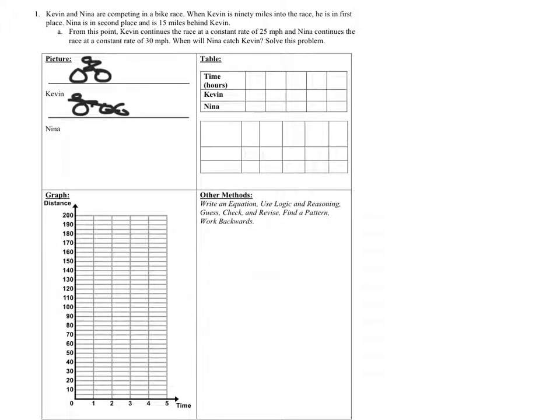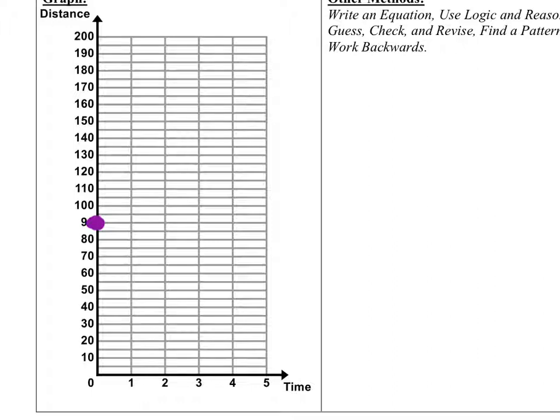So Kevin, we will put him in purple, his line. We can start at 90 right there. This is the distance, the y, and I've got that point right there at 90. So we start him at 90 miles, and then every hour he's going to go 25 miles, because he's going at 25 miles per hour. This is Kevin.